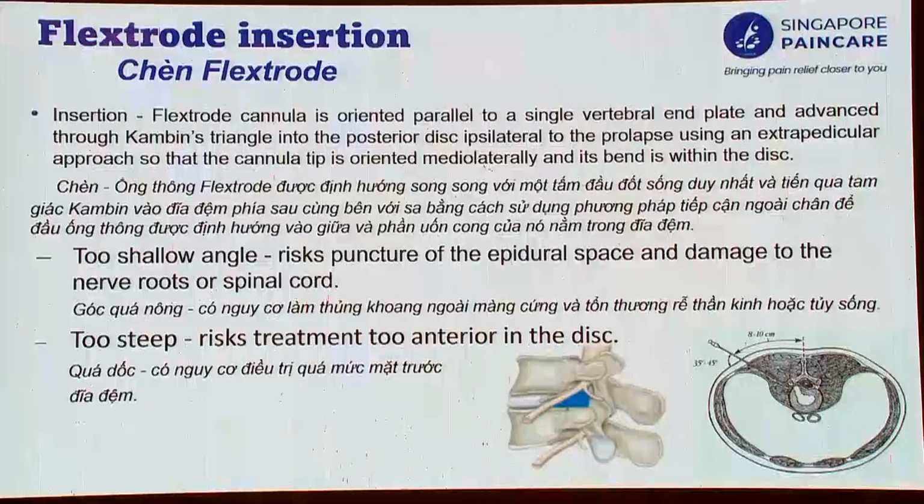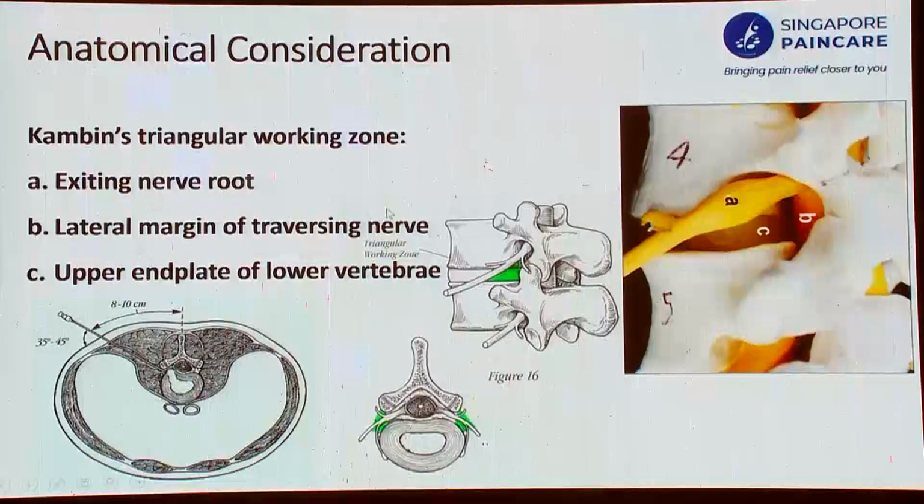More importantly, we need to be aware to place the needle in Kambin's triangle. Where is Kambin's triangle? Kambin's triangle is bounded by the exiting nerve root, the lateral margin of the transverse nerve, which is also the SAP, superior articulating process, as well as the upper end plate of the lower vertebra. So that is Kambin's triangle. If you see the green part, that's where we want to place the flex throat needle, on the ipsilateral, same side of the pain.